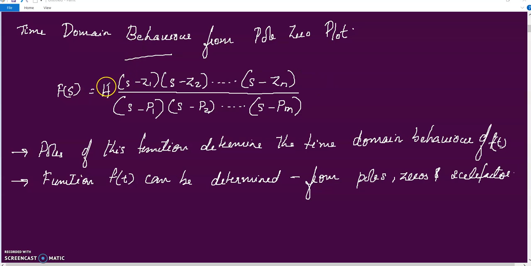That is, if we know the scale factor, zeros and poles, we will get F(s), and if we take the inverse Laplace transform of this F(s), we can get the f(t). That is the meaning of this sentence. And this line indicates that the poles of this function determine the time domain behavior of f(t). That is, the time domain behavior of the function f(t) can be determined from the poles of the function.